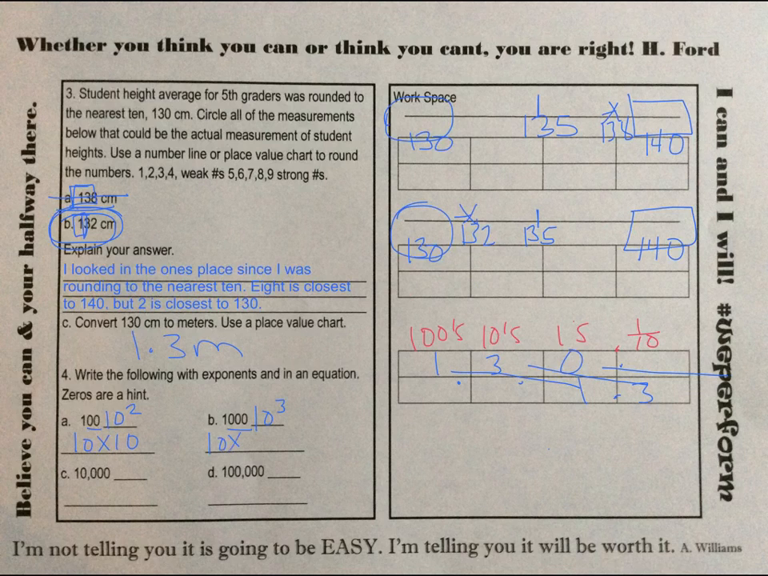And then that means we take 10 times 10 times 10. 10,000 is 10 to the fourth power, or 10 times 10 times 10 times 10, keeping in mind how many zeros we have there. 100,000 is 10 to the fifth power, so 10 times 10 times 10 times 10 times 10.